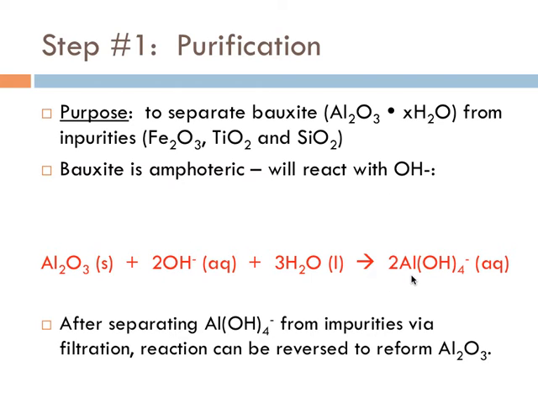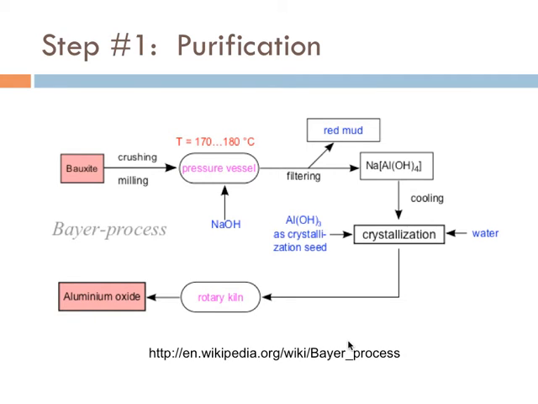Okay. Then we can separate the aqueous aluminum hydroxide from impurities via filtration. And then you can reverse that reaction and reform the aluminum oxide. So anytime you can get something into an aqueous form where other things remain as solids, it's an easy separation process, filtering.